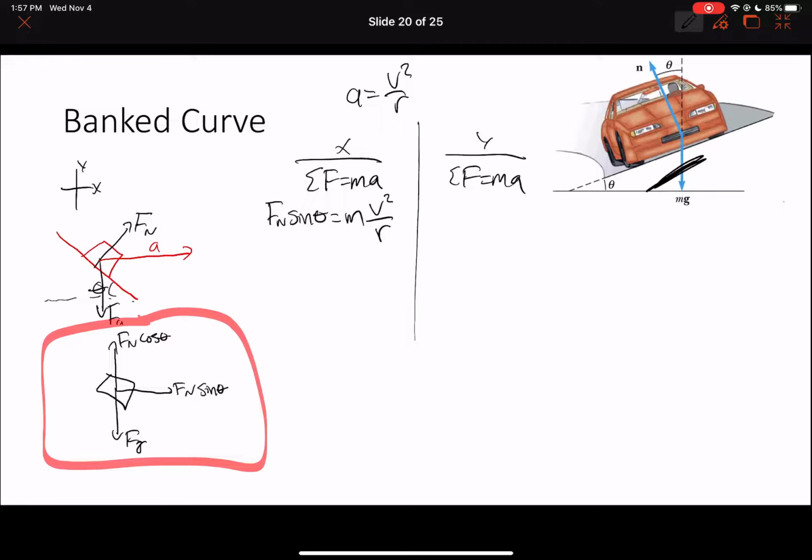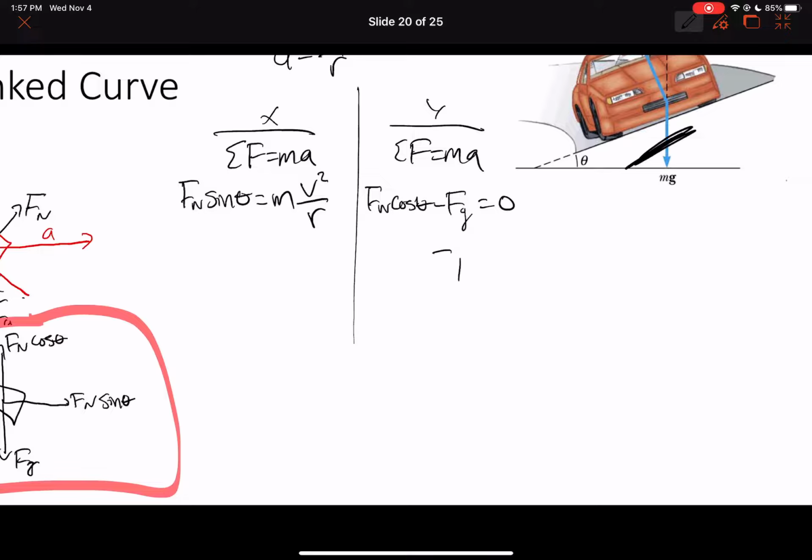Okay, great. What about the y? We're not moving up or down. We're only moving in the x direction. And so it turns out our normal force cosine theta minus our gravitational force is equal to 0, just like with forces. And so it turns out that we can simplify this.